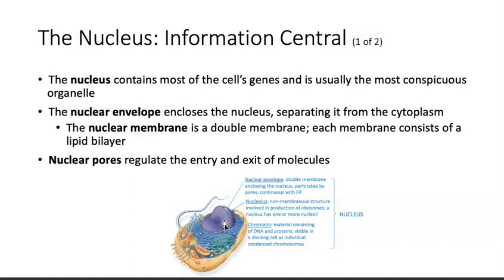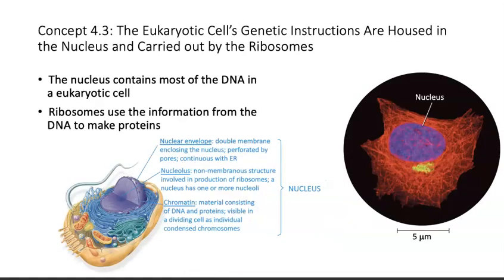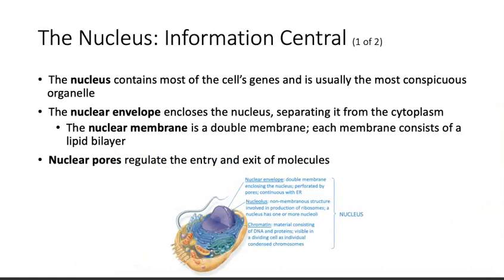And the nucleolus is right there in the center of our nucleus. The nucleolus makes ribosomes, and ribosomes make proteins. Sometimes there's more than one nucleolus in a cell, which is kind of cool.